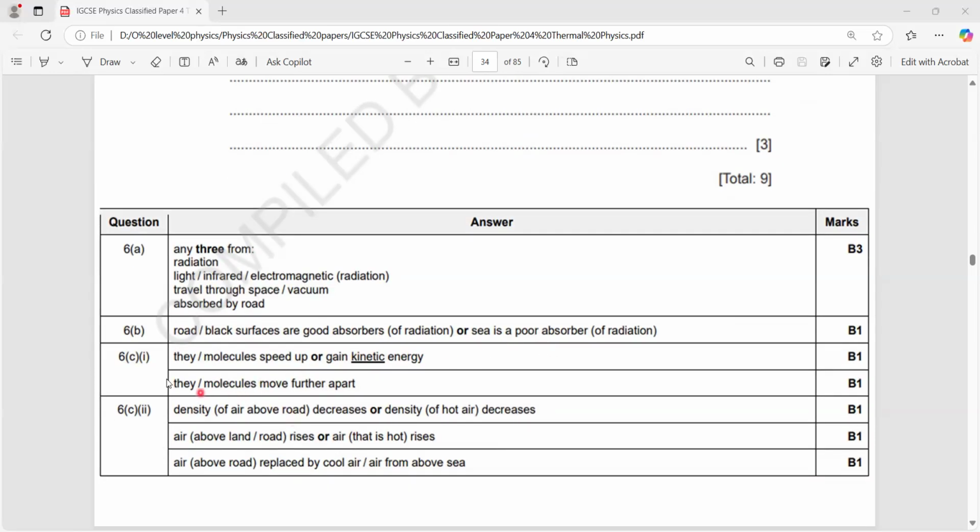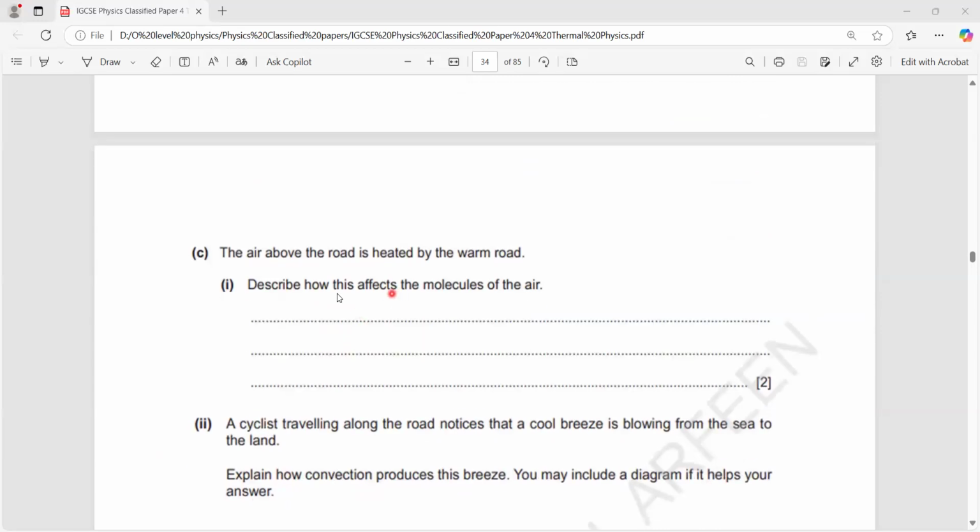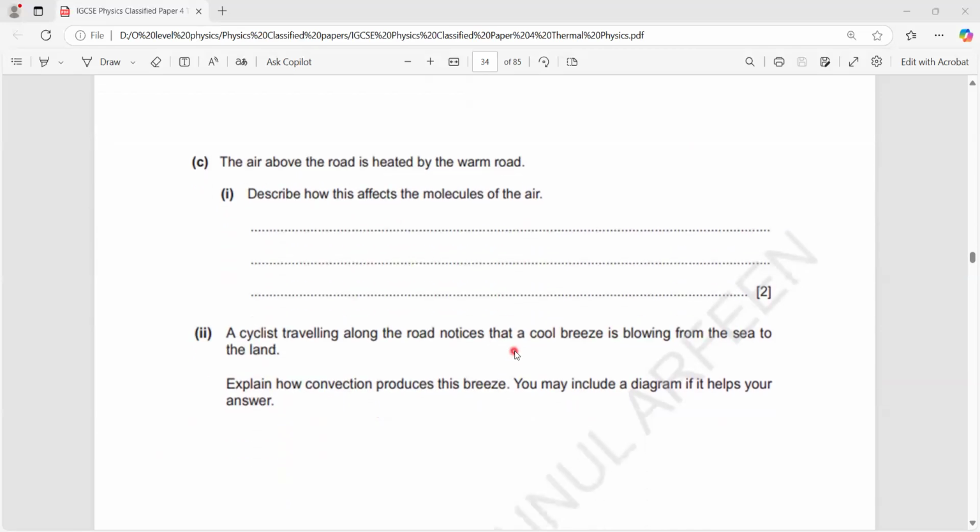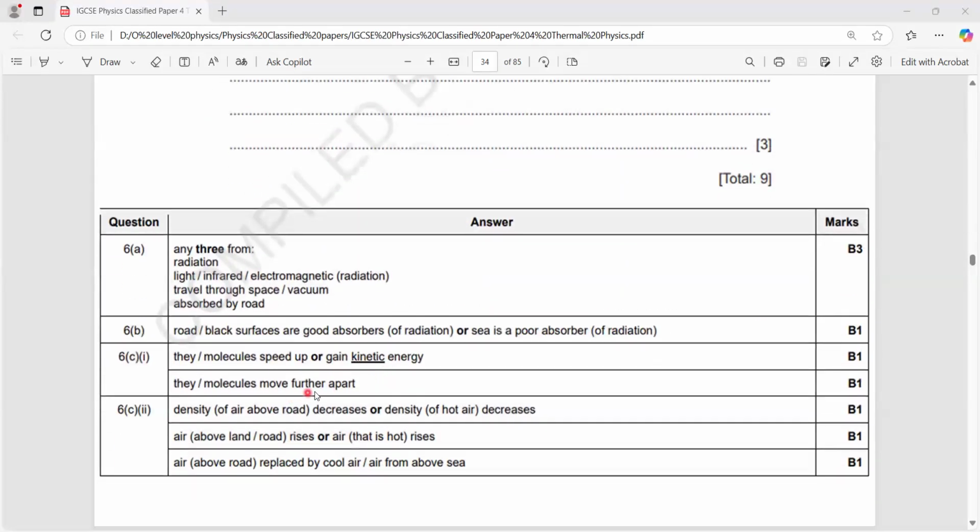So how does it affect the molecules of the air? In the question they ask, describe how this affects the molecules of air. The air becomes hot. So if air becomes hot, what will happen? The particles move faster and they will move apart from each other. That is what we mentioned.